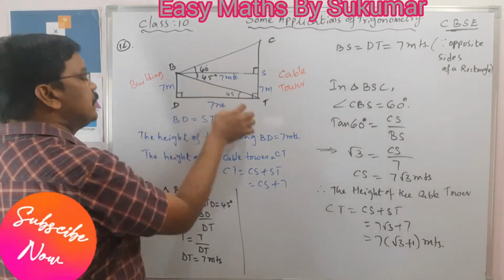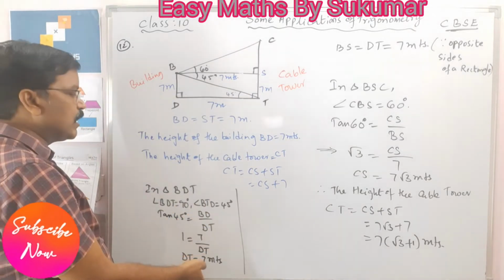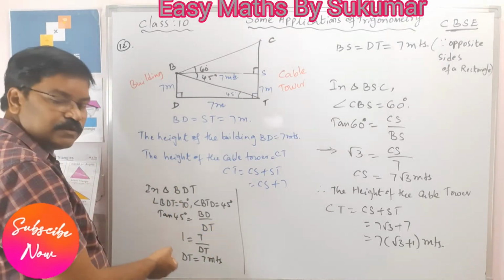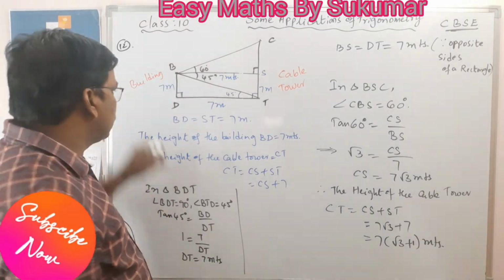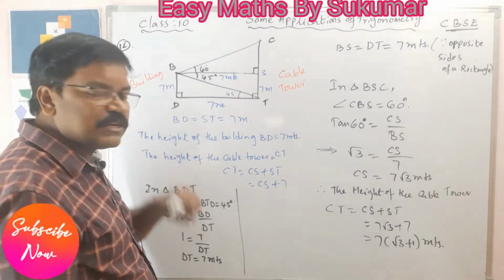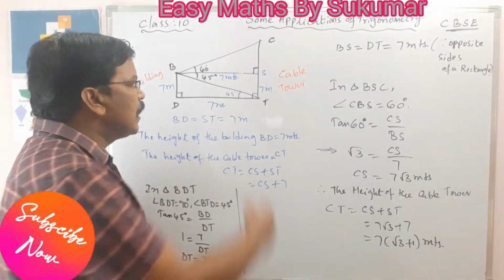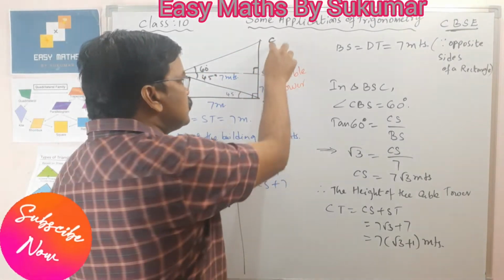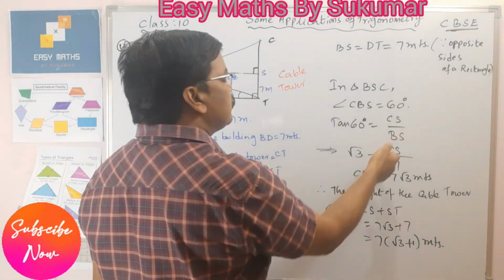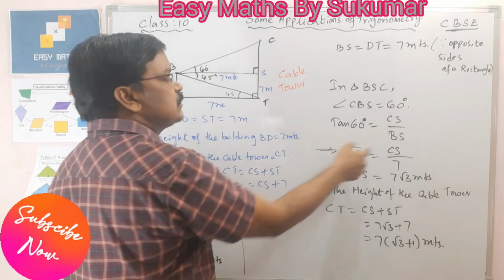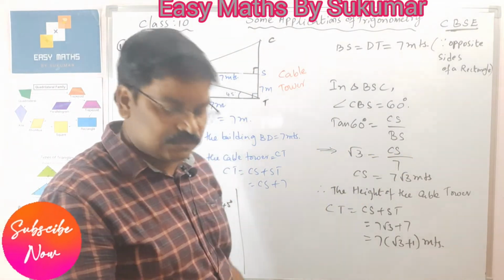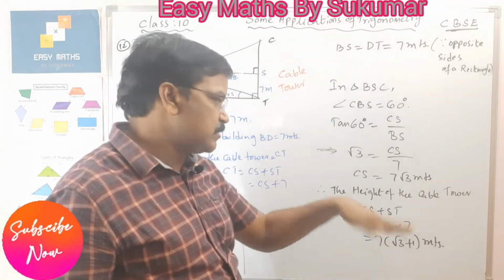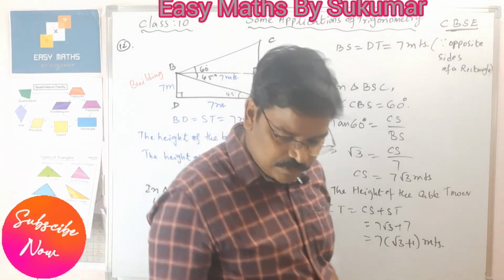So take the triangle BDT first. In this triangle BDT, tan 45 degrees is opposite side by adjacent side. So tan 45 is 1. So DT is equal to 7 meters. Actually, this BD is 7 meters, then this adjacent side also must be 7 meters. And again, take the triangle BSC. So take tan 60 degrees, opposite side by adjacent side, CS by BS. If you substitute BS as 7 meters, then you will get CS as 7 root 3 meters. Then the height of the tower, CT, means CS plus ST, that is 7 root 3 plus 7, that means 7 times (root 3 plus 1) meters.